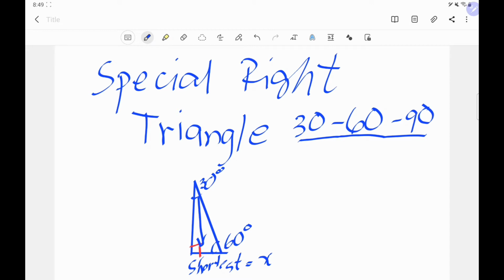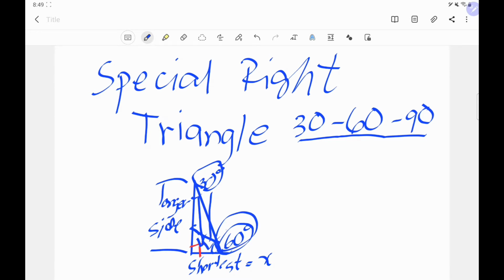And then the side opposite 60 degrees, we call this side the longer side. So again, let me have a little bit of review. The side opposite the 30 degrees is what we call the shortest side, the side opposite the 60 degrees is what we call the longer side, and the side opposite the 90 degrees is what we call the hypotenuse. The hypotenuse is the longest side. Why? Because it is opposite the biggest angle, and the biggest angle is 90 degrees.